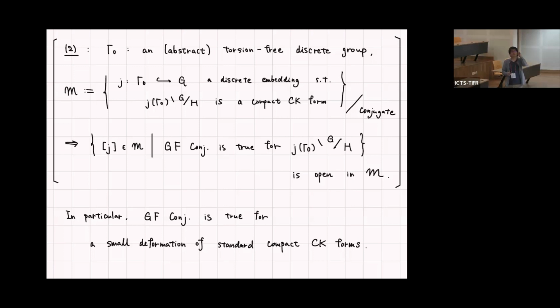Given an abstract torsion-free discrete subgroup Γ_0, you can consider the moduli space of compact Clifford-Klein forms with Γ equals Γ_0. Namely, you can consider the space of all discrete embeddings of Γ_0 inside G so that this quotient gives a compact Clifford-Klein form, and then divide it by conjugation. So this is a moduli space of the Clifford-Klein forms with a prescribed abstract discrete group. Then the set of all points in the moduli space such that the geometric fibration conjecture is true is open in M, this moduli space. This is not difficult to see again. And in particular, this geometric fibration conjecture is true for a small deformation of the standard quotient.